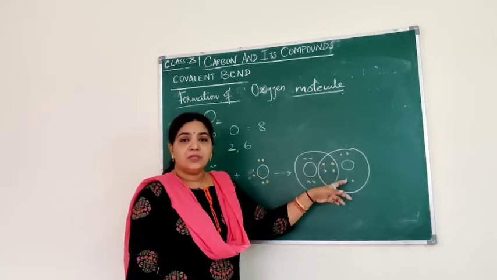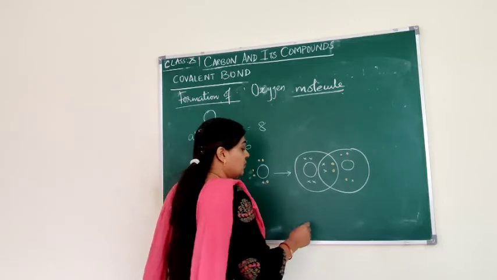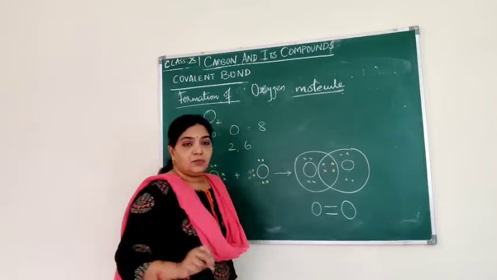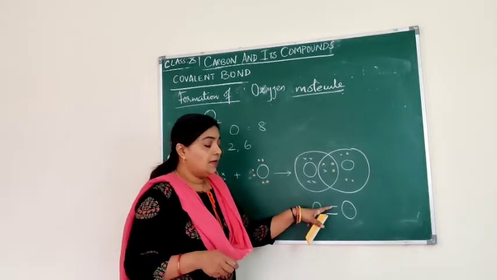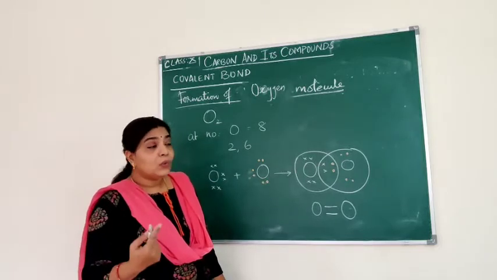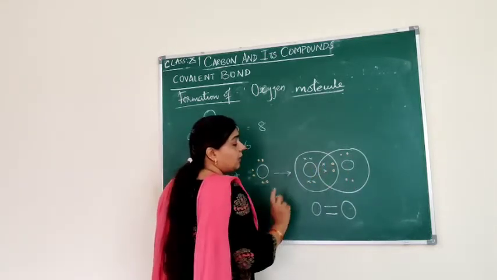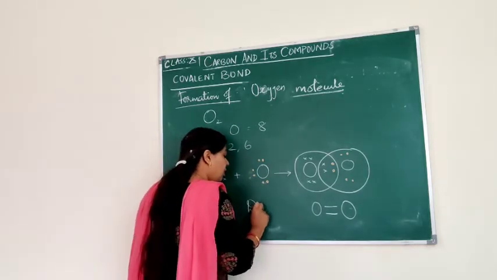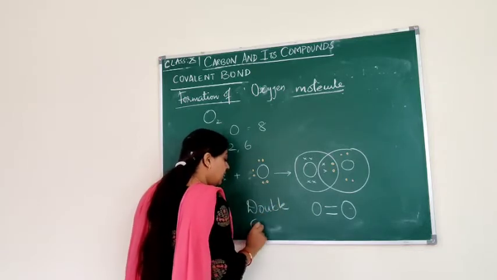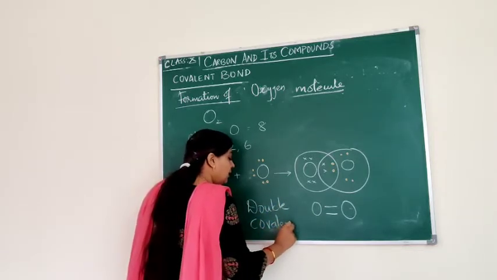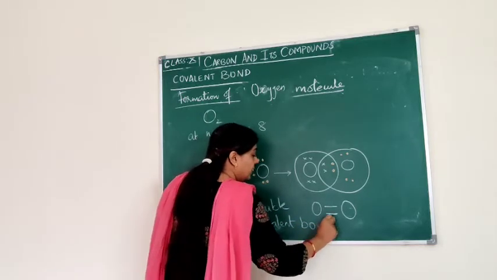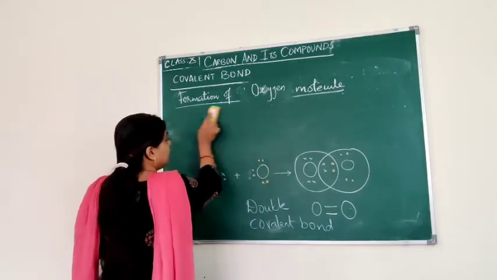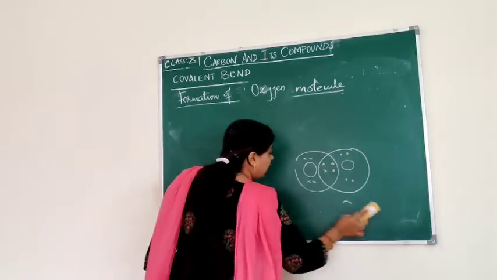Now let us see how many electrons they have shared. They have shared 2, right? So we have to put 2 dashes. When you put 2 dashes, it represents that each has shared 2 electrons. So what has formed? They have formed a double covalent bond. Understood now for O2. Next, let us see nitrogen.